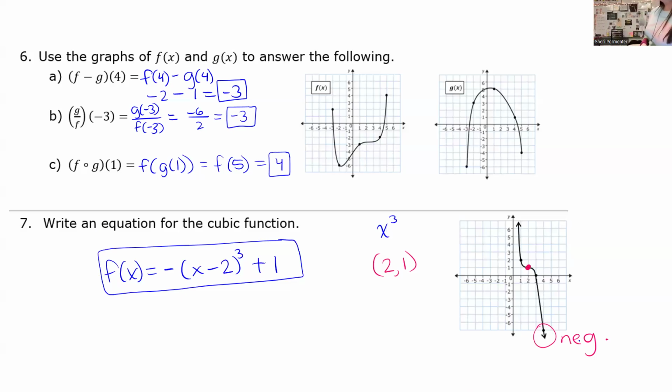Let me ask you guys a question. If I gave you a graph and I said, what is the solution? What do you look for? X-intercepts. X is equal to whatever or wherever it crosses the x-axis, right?